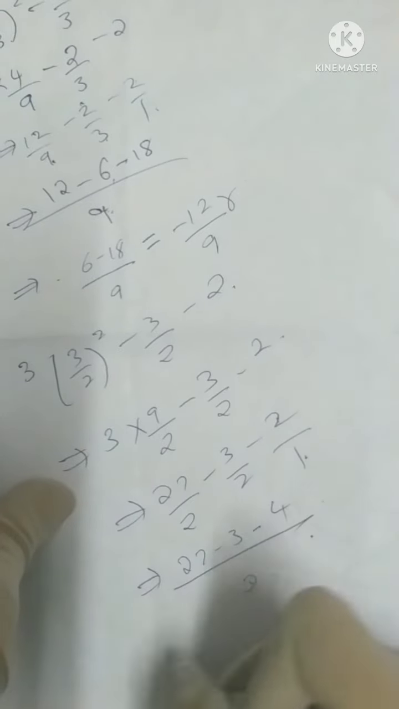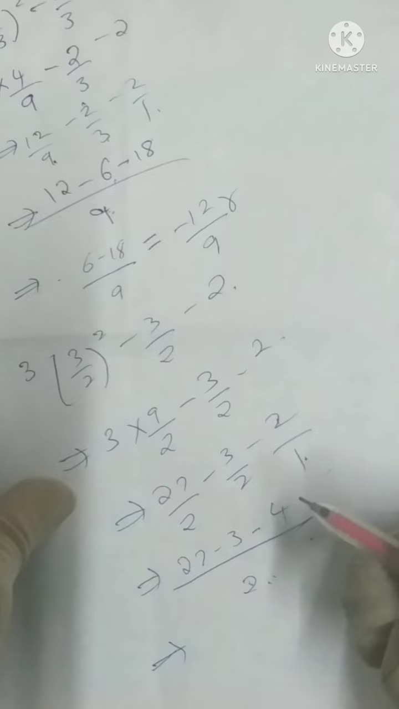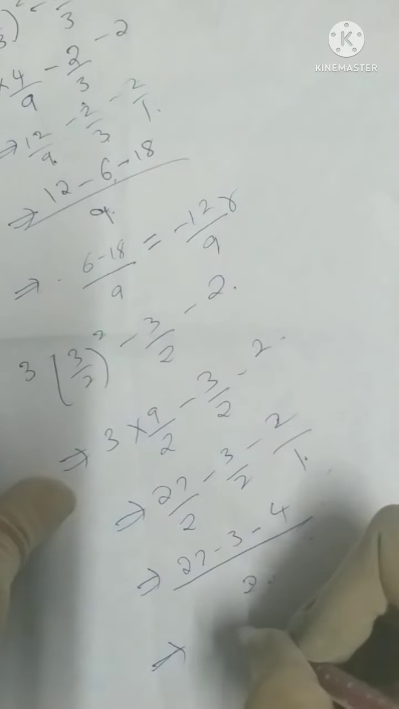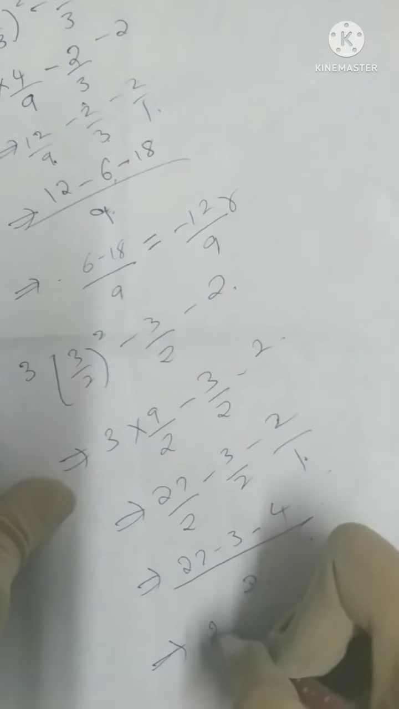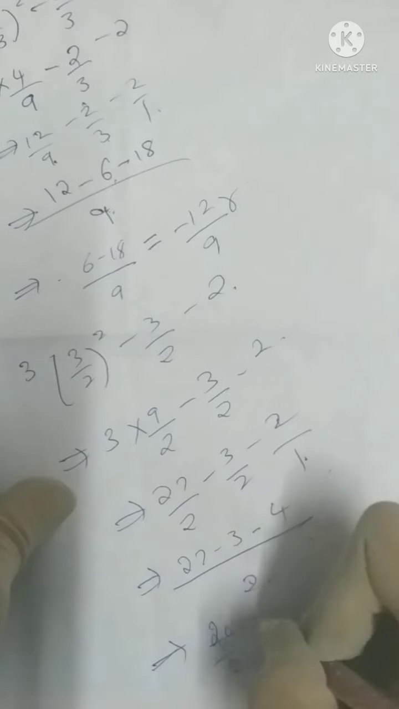2 into 2 is 4. 27 minus 3 is 24. 24 minus 4 is 20 we have. So again it is not equal to 0. 10 we have. So it cannot be option C.